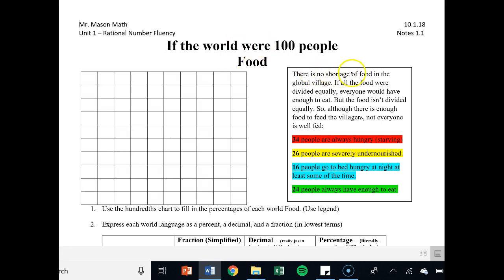So, there is no shortage of food in the global village. If all the food were divided equally, everyone would have enough. But the food is not divided equally. So, although there's enough food to feed the villagers, not everyone is well fed.